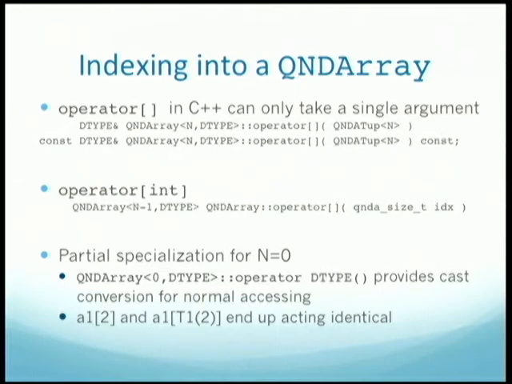Then we get down to n equals 0, of course, and then we just take a page out of the NumPy playbook. We basically have a partial specialization for n equals 0, and a cast operator which takes you back to the original data type. So if you've got this one-dimensional array, A1, that you're going to index into with a 2 or a tuple, then it's basically the same.